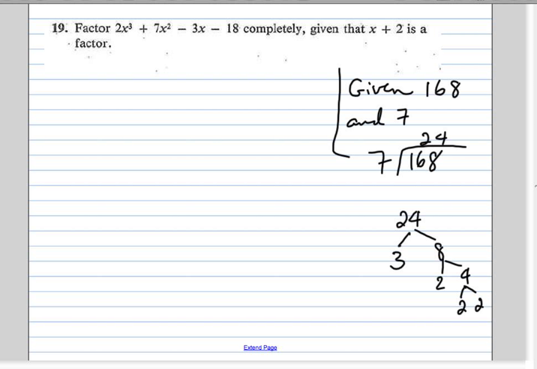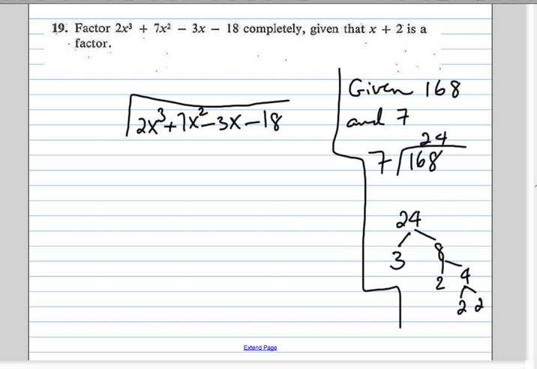Well, this is something similar, in that we're going to take the polynomial 2x cubed plus 7x squared minus 3x minus 18, and we're going to divide it by x plus 2. We're going to use long division. So now we divide 2x cubed by x, we get 2x squared, and we multiply the 2x squared by x plus 2, we get 2x cubed plus 4x squared. Now we subtract.